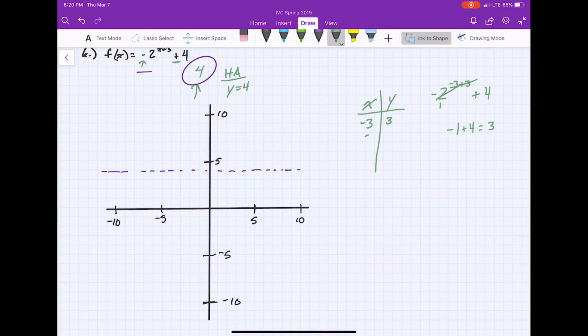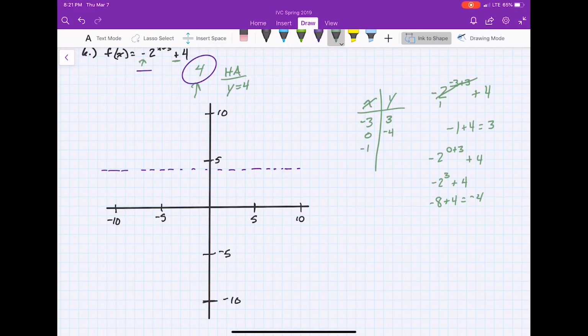All right, so let's try another value. Let's put 0 in here. So -2 with an exponent of 0 plus 3, and then all of that plus 4. So that's -2 to the third plus 4. That's -8, so it's -8 plus 4, and that, of course, equals -4. So 0 will get us a -4 y component.